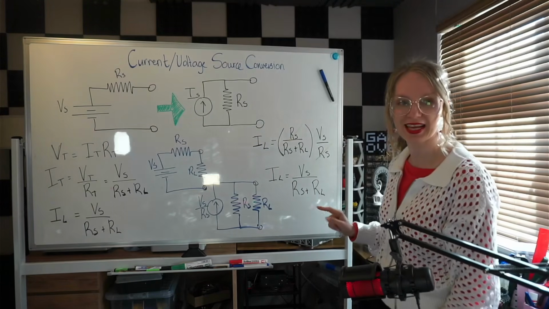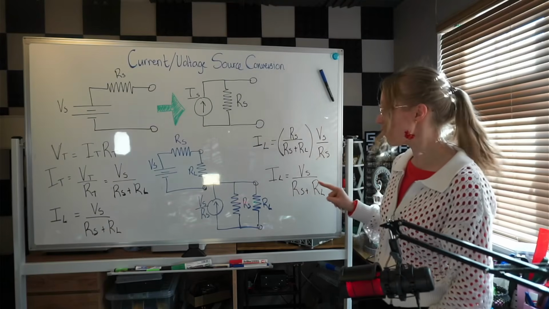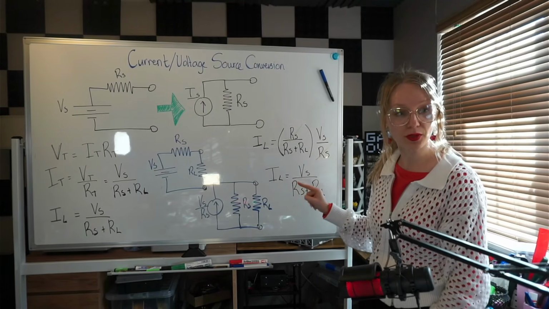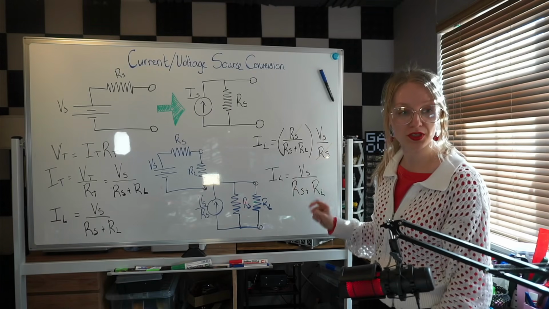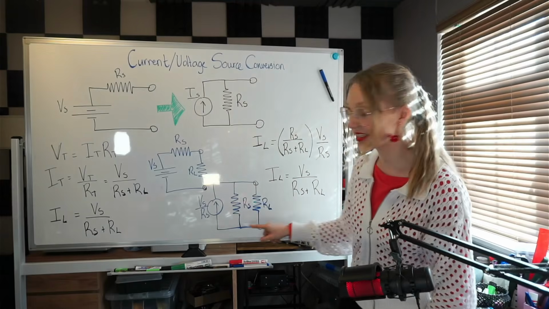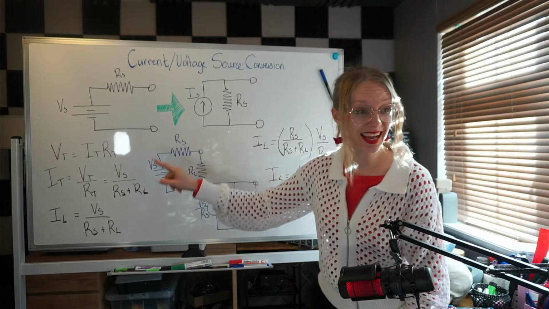These two RS's cancel, we clean up the equation, and we get exactly the same expression. The current going through the load is the total voltage source over the sum of the total resistors. These guys are telling the same story as these guys.